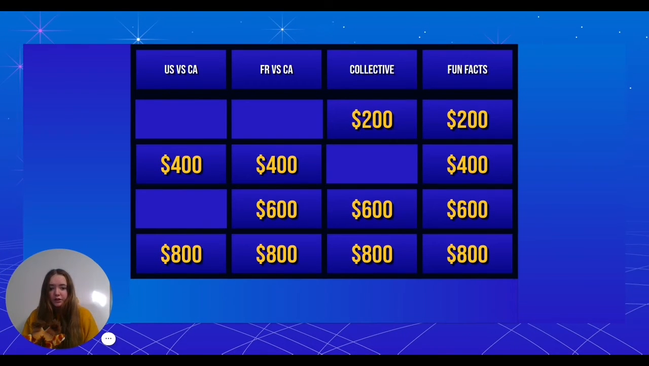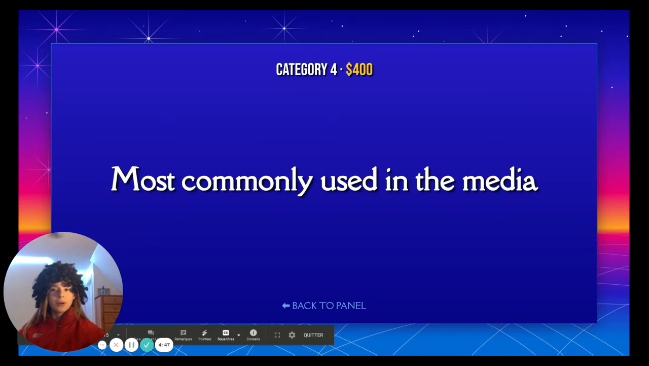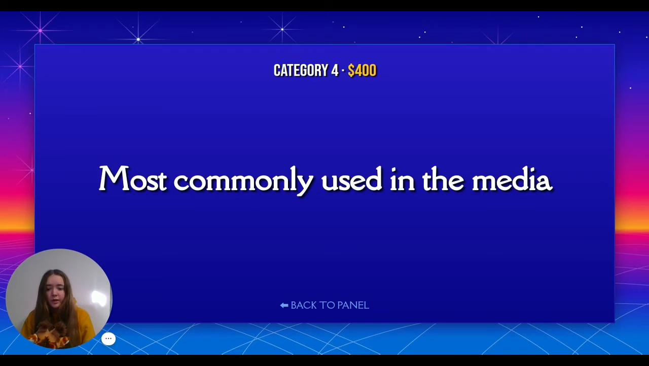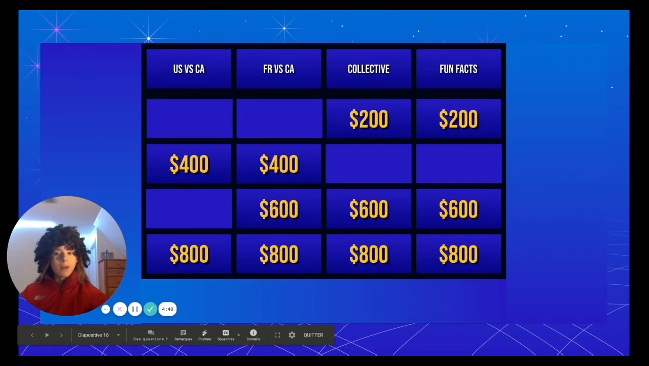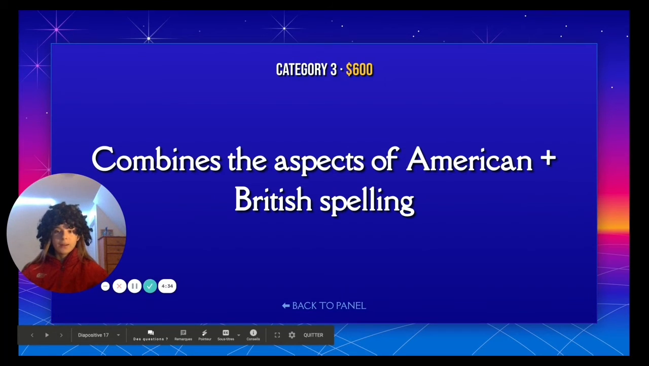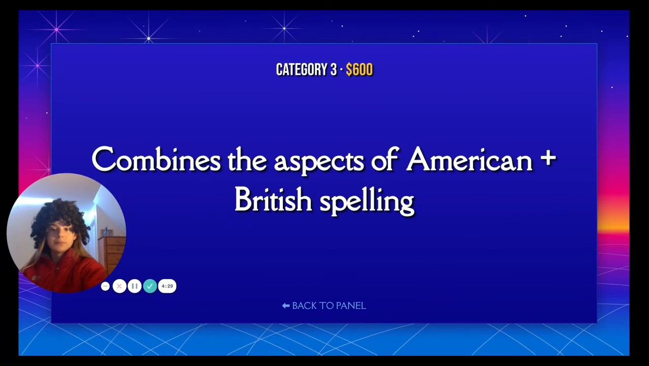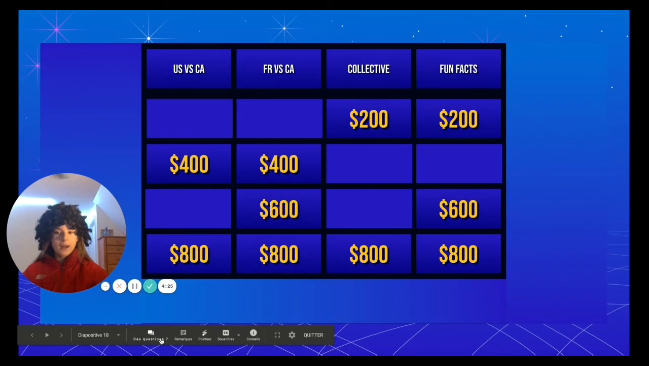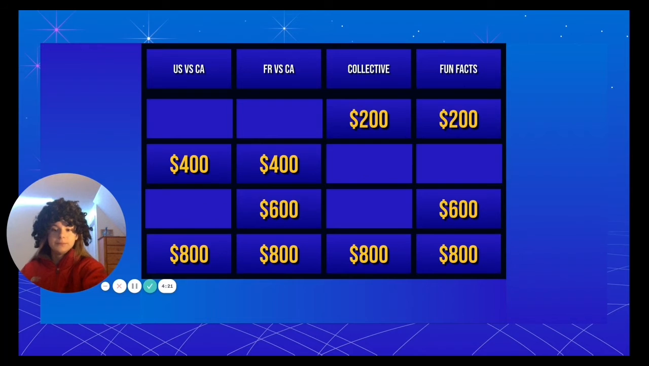Fun fact 400. Category 4, $400. Most commonly used in the media. US English. Good job, Ivy. Pick your next category. Collective 600. Category 3, 600. Combines the aspects of American plus British spelling. Canadian English. Good answer, Camille. What a comeback. Now you get to pick the next category.